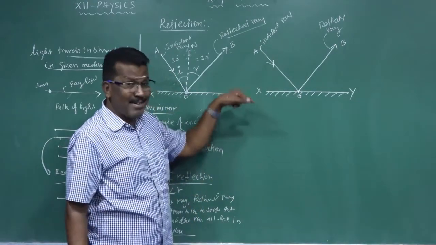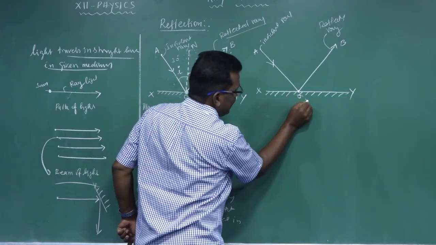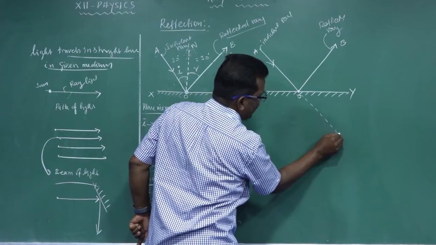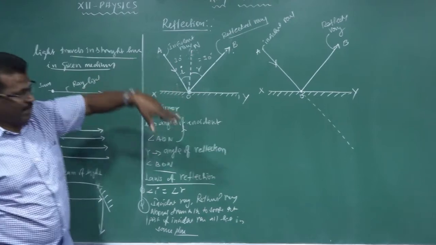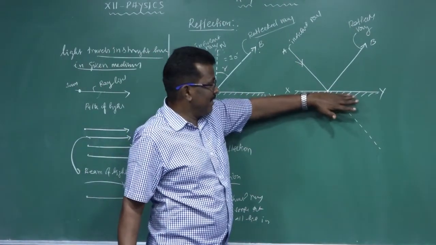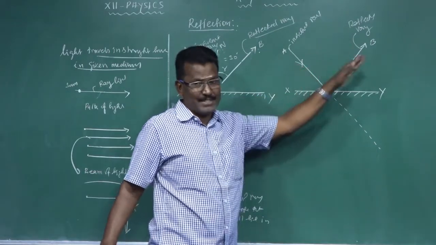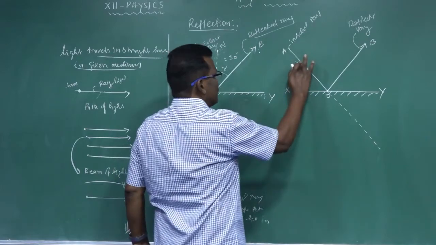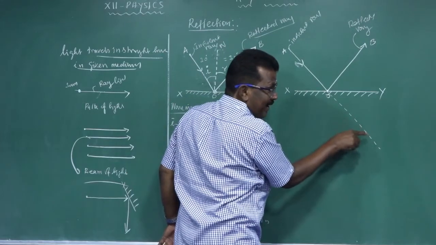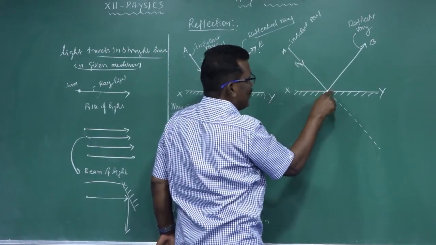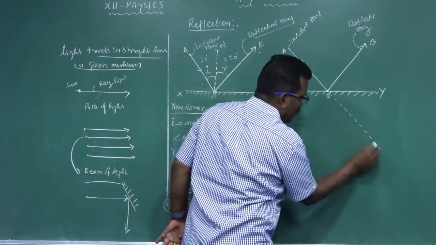If the plane mirror is not there, the ray of light would travel like this. Actually, this is the original path of the light. We know that light travels in a straight line. Because of this obstacle placed in the path of the light, it is reflected back. The path changed, the direction changed. If XY is not there, it would have travelled in a straight line. AO is the incident beam, OB is the reflected beam, but it would have travelled in the direction OC.